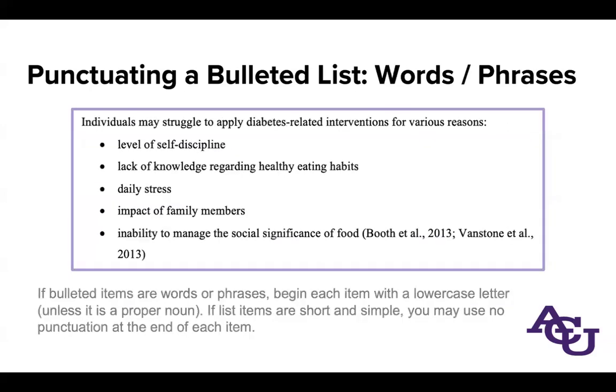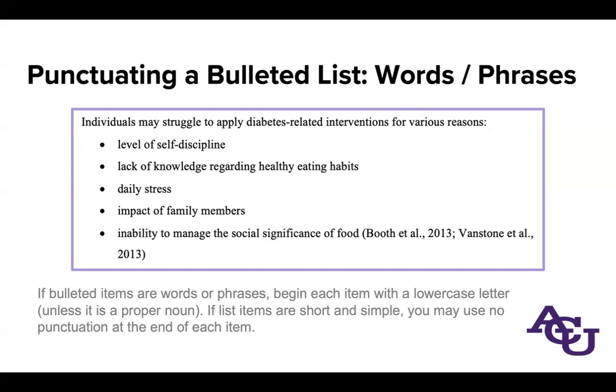Now let's look at the examples of what to do if you're using words or phrases. Individuals may struggle to apply diabetes-related interventions for various reasons: level of self-discipline, lack of knowledge regarding healthy eating habits, daily stress, impact of family members, inability to manage the social significance of food. So here, these bullets are all parallel in structure. They are noun phrases.